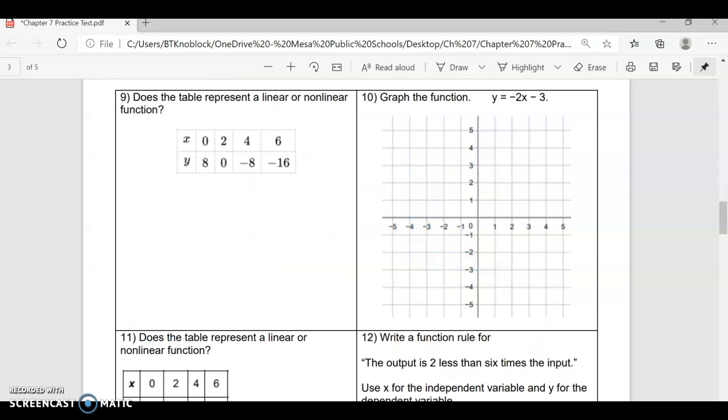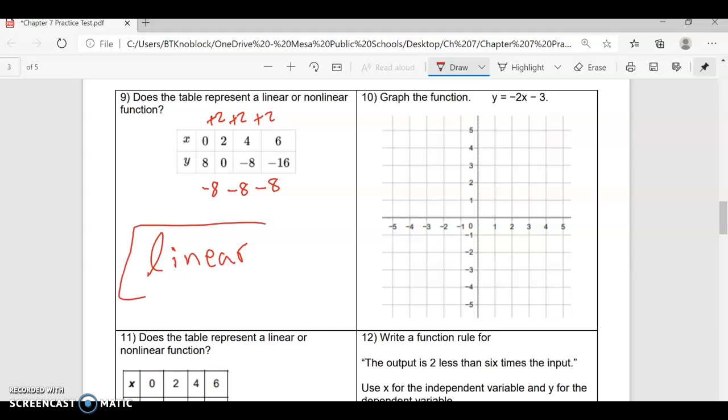Number 9, does the table represent a linear or nonlinear function? So for this one, what you have to do is figure out the pattern, okay? So this one we go plus 2, plus 2, plus 2. Down here, 8 to 0, that's minus 8, minus 8, minus 8. So since it does have a consistent pattern, that one would be linear. So it is linear, has a pattern, so we're good.